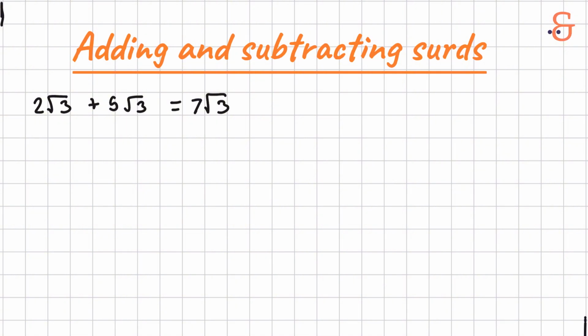Because they both have root 3 in them, which means they're the same type of surd, so you can just add them together like normal. So think of it as if root 3 is representing apples.